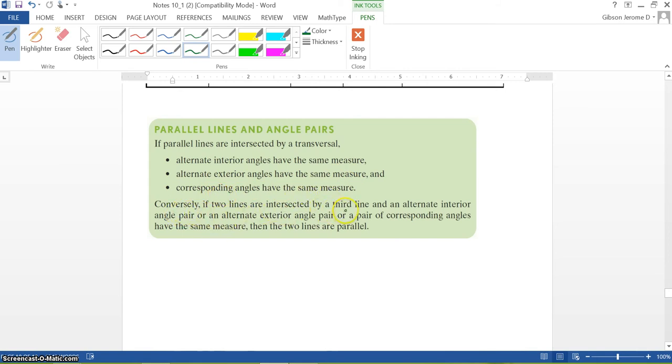Conversely, if two lines are intersected by a third line and an alternate interior angle pair or an alternate exterior angle pair or a pair of corresponding angles have the same measure, then the two lines are parallel.